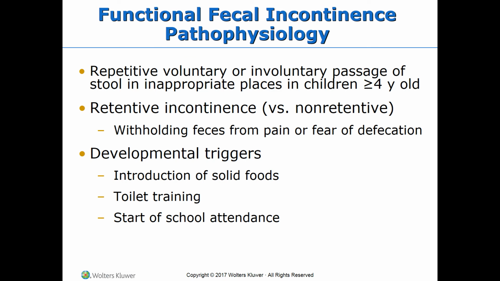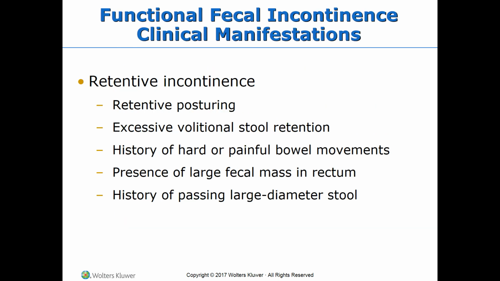Now, constipation will affect up to 30% of the children and accounts for around 3 to 5% of all the visits to pediatricians. So it's a very frequent problem. That's why we are considering it here. Now, some developmental triggers for this disease will be introduction of solid foods, which can make the stool so hard that it creates pain in the children as they're defecating. Also, having toilet training and start of school attendance. So these are some of the triggers.